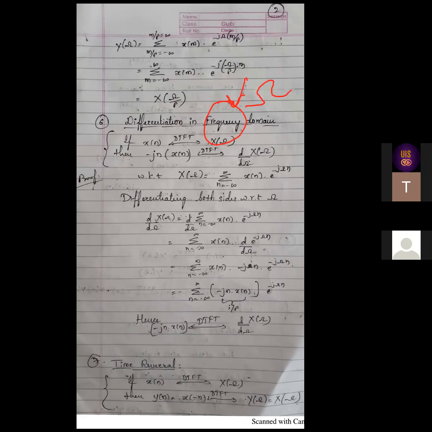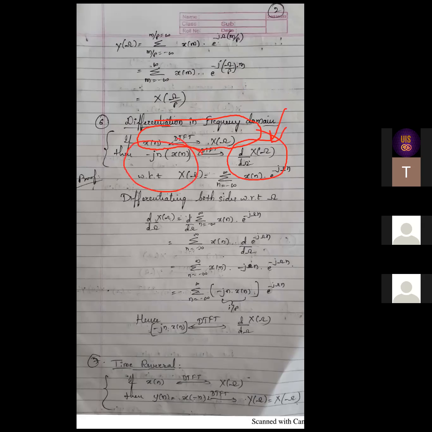Okay. So according to the property, what it says, if we have the relationship between the input and the Fourier transform in this way, then the differentiation in the frequency domain, d by d omega of your Fourier transform, then what will be your LHS? Your signal will be multiplied by minus j n. I think in Z transform it was multiplied by minus n. If you remember in the Z transform, here it is minus j into n. Let us prove this property.